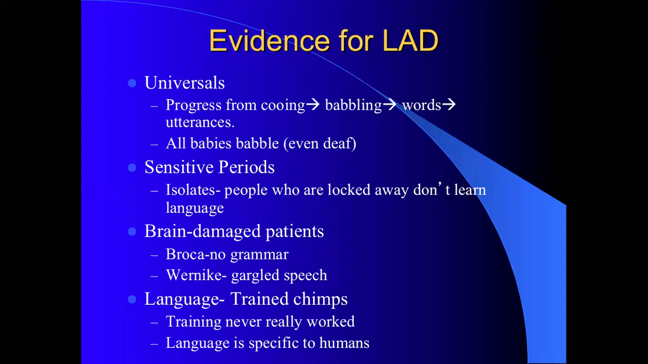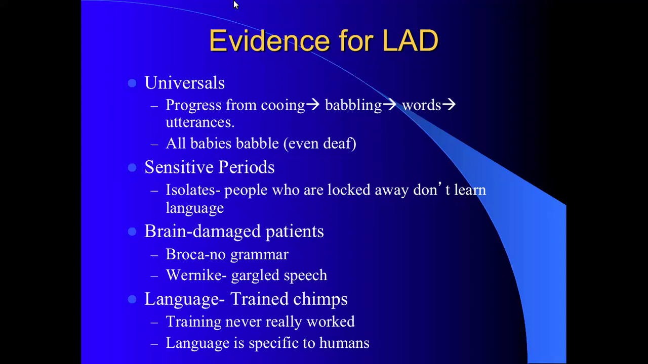So that's a strong argument against Skinner. Now, we also have people who have brain damage. If you have damage to Broca's area, you're going to struggle with speech and language production. You're going to struggle with things like grammar. And if you have damage to Wernicke's area, you're going to struggle with speech and language comprehension.